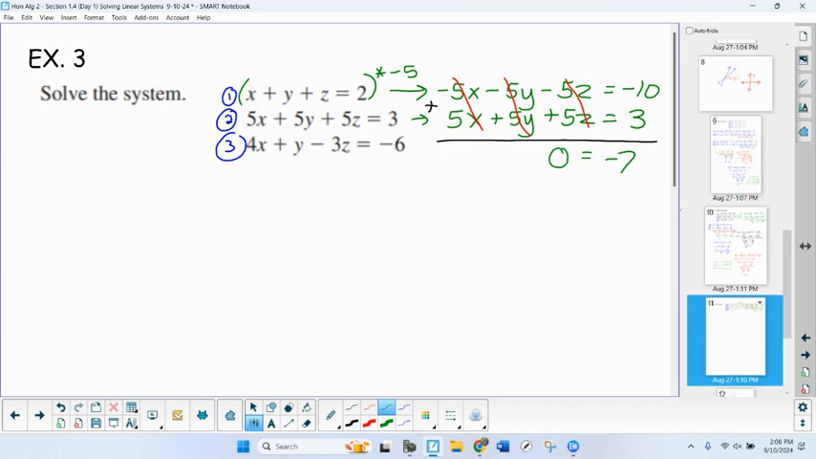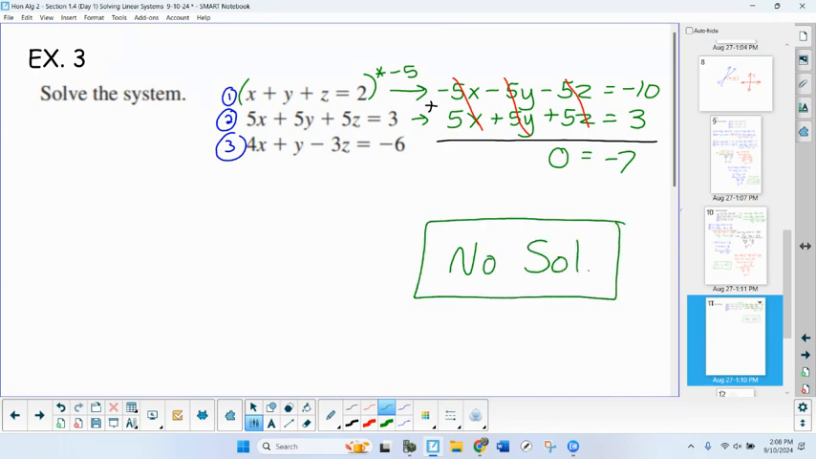If you get a false statement, 0 equals -5, 0 equals 3, you're going to tell me there's what? What if you get 0 equals 0? Is that true? So you're going to tell me infinitely many solutions.